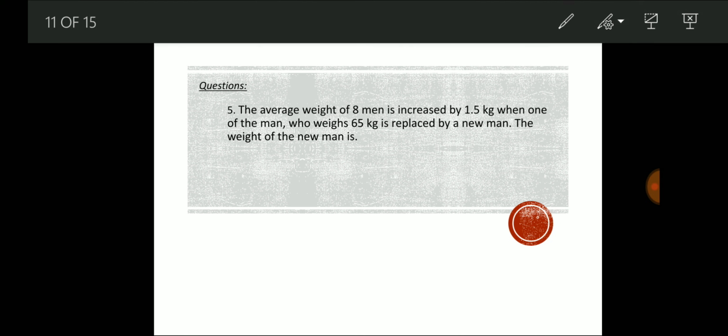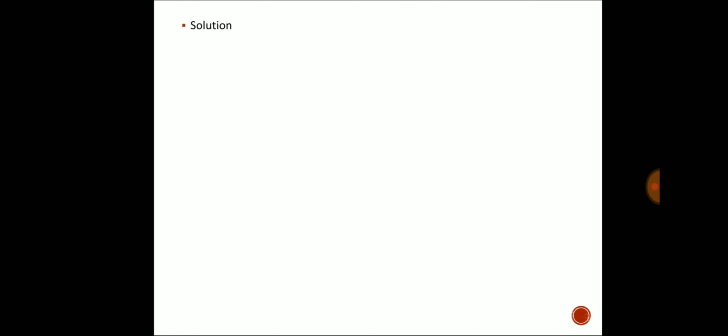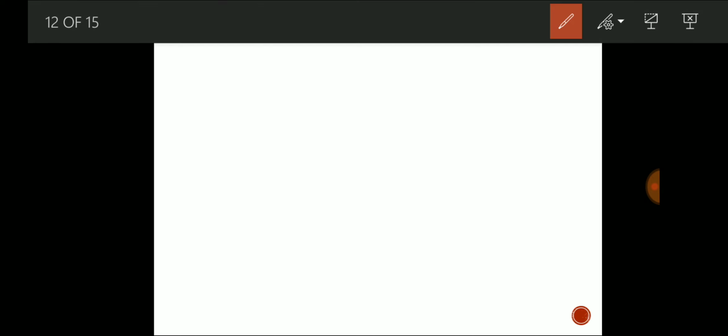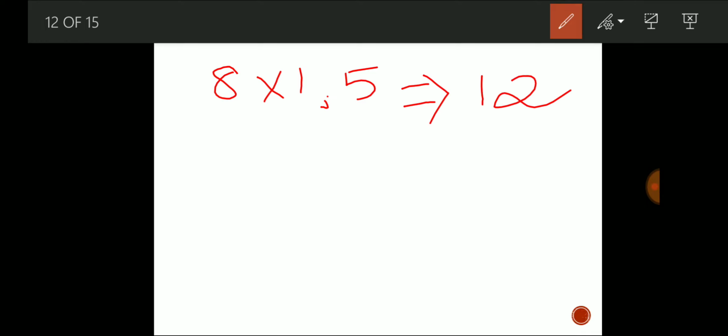So it's increased by 1.5 kg for all 8 people. For all 8 people, if it's getting increased by 1.5, then 8 into 1.5 is the total increase. So in total, it is increased by 12. 8 into 1.5 is nothing but 12. So this 12 is brought in extra by the person who has come in new.